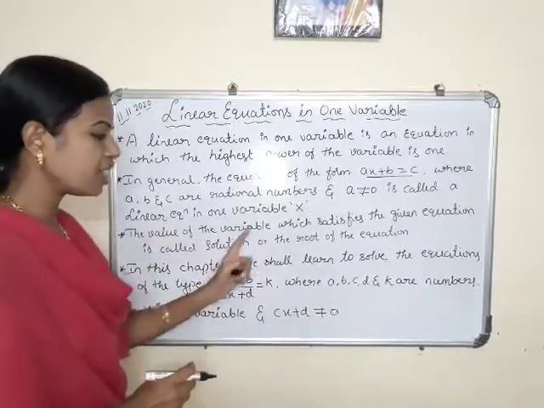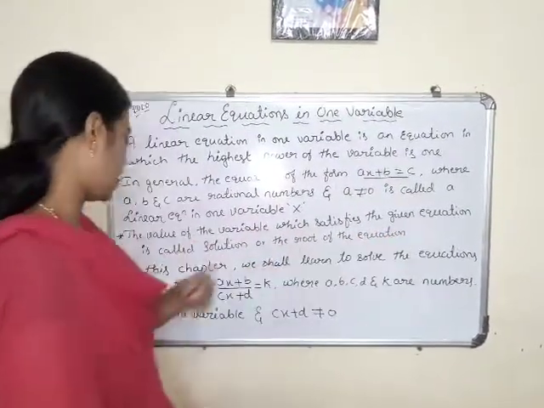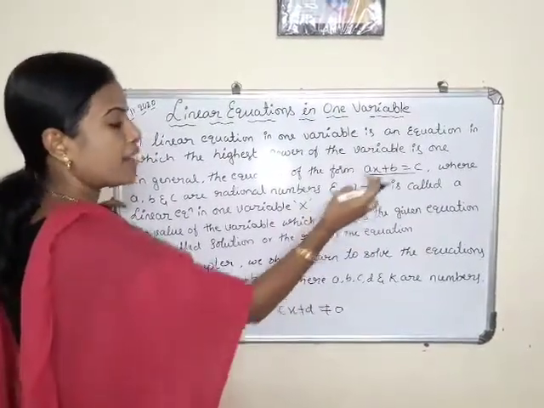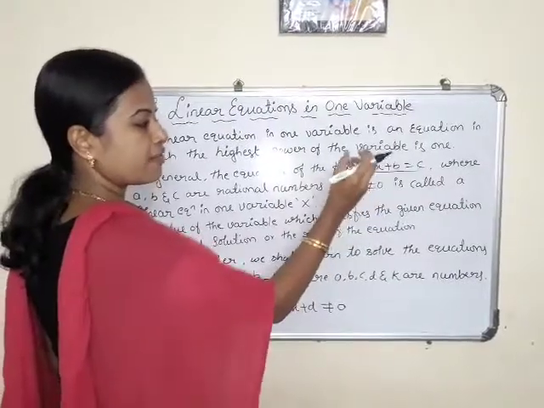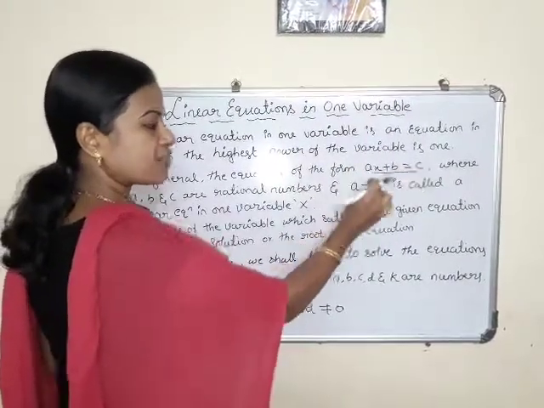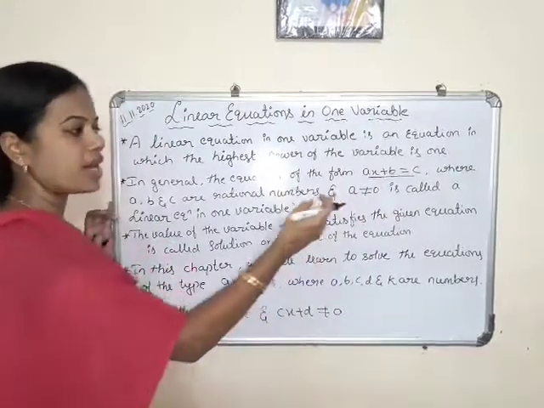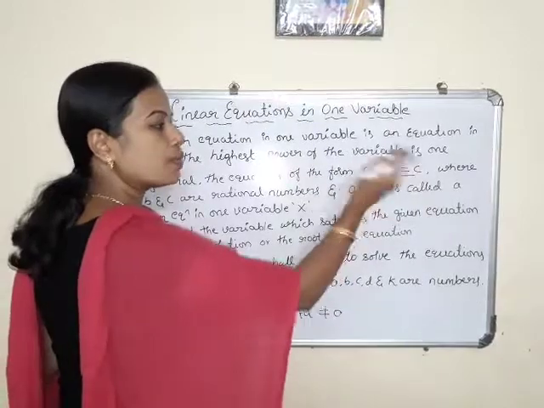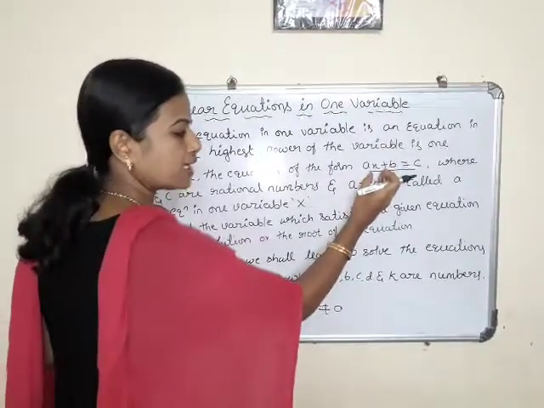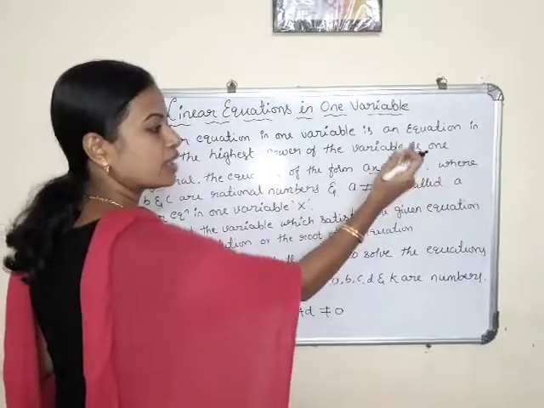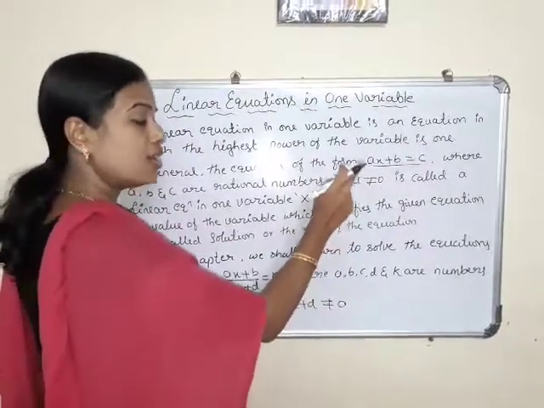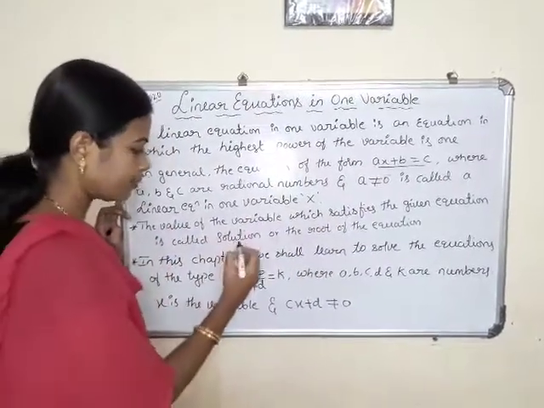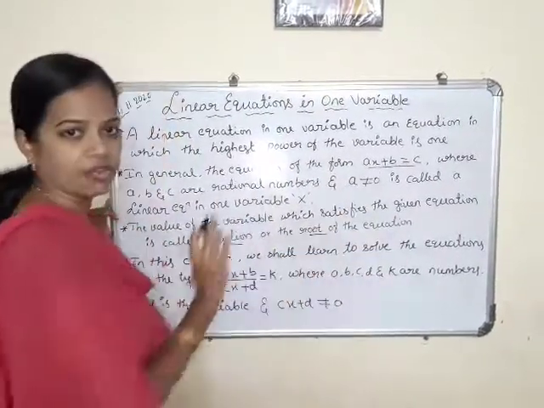Next, the value of the variable which satisfies the given equation is called the solution or the root of the equation. By finding the x value, you will get some value, and that value always satisfies the given equation. Satisfies means if you substitute the x value, LHS and RHS should be the same. Whatever value you got in the LHS, the same value should come in the RHS. Then we can say that value is the solution or root of the given equation.